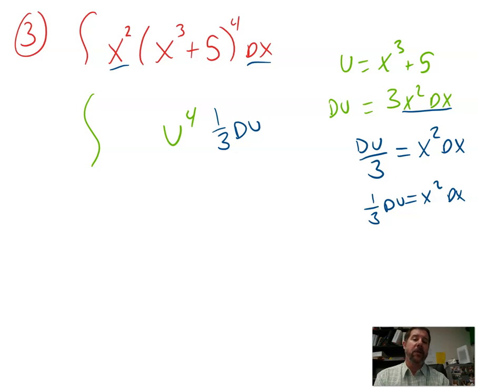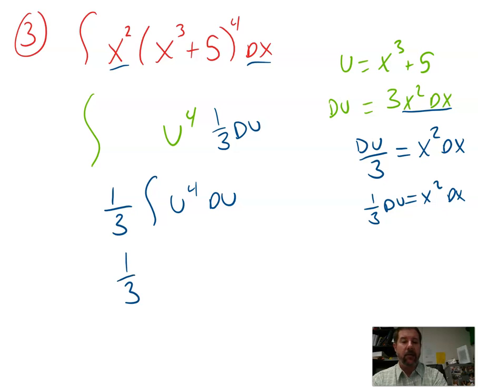And now what we would normally do, though, is this 1/3 is just a constant. So now I can pull that out to the very front. So I get 1/3 integral u to the 4th du. And so we can still integrate this using integration by substitution, or u sub. All right. So now integrate that, and I have the 1/3 just hanging out. I get u to the 5th over 5 plus c.